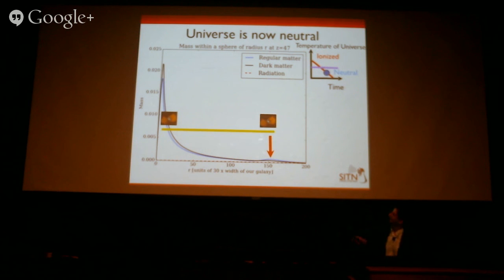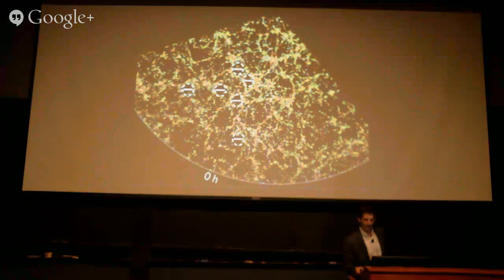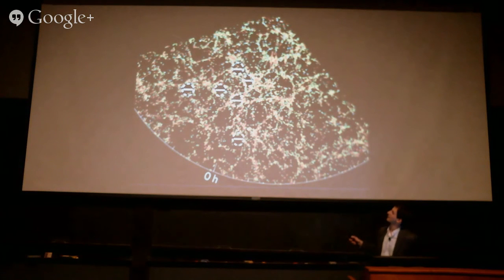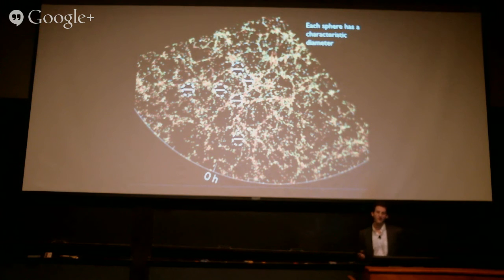Now, this yellow line is showing this characteristic scale of about 150 megaparsecs, or 4,500 times the width of our galaxy. And it turns out that that is exactly this distance that we measure in galaxy clustering today. So as I said earlier, each sphere in this plot of galaxies has a characteristic radius, and it turns out this radius is about 150 megaparsecs. It's about 4,500 times the width of our galaxy.